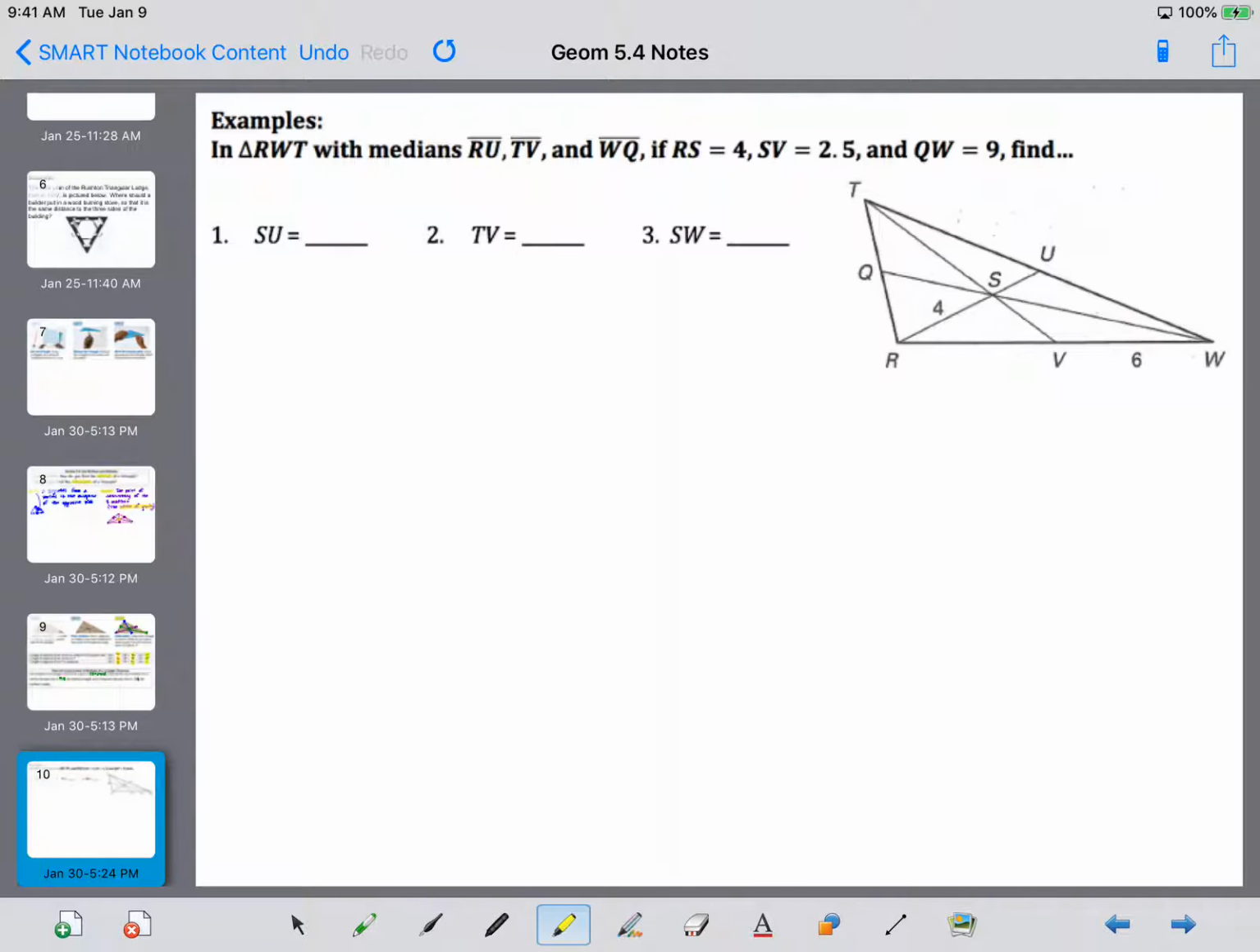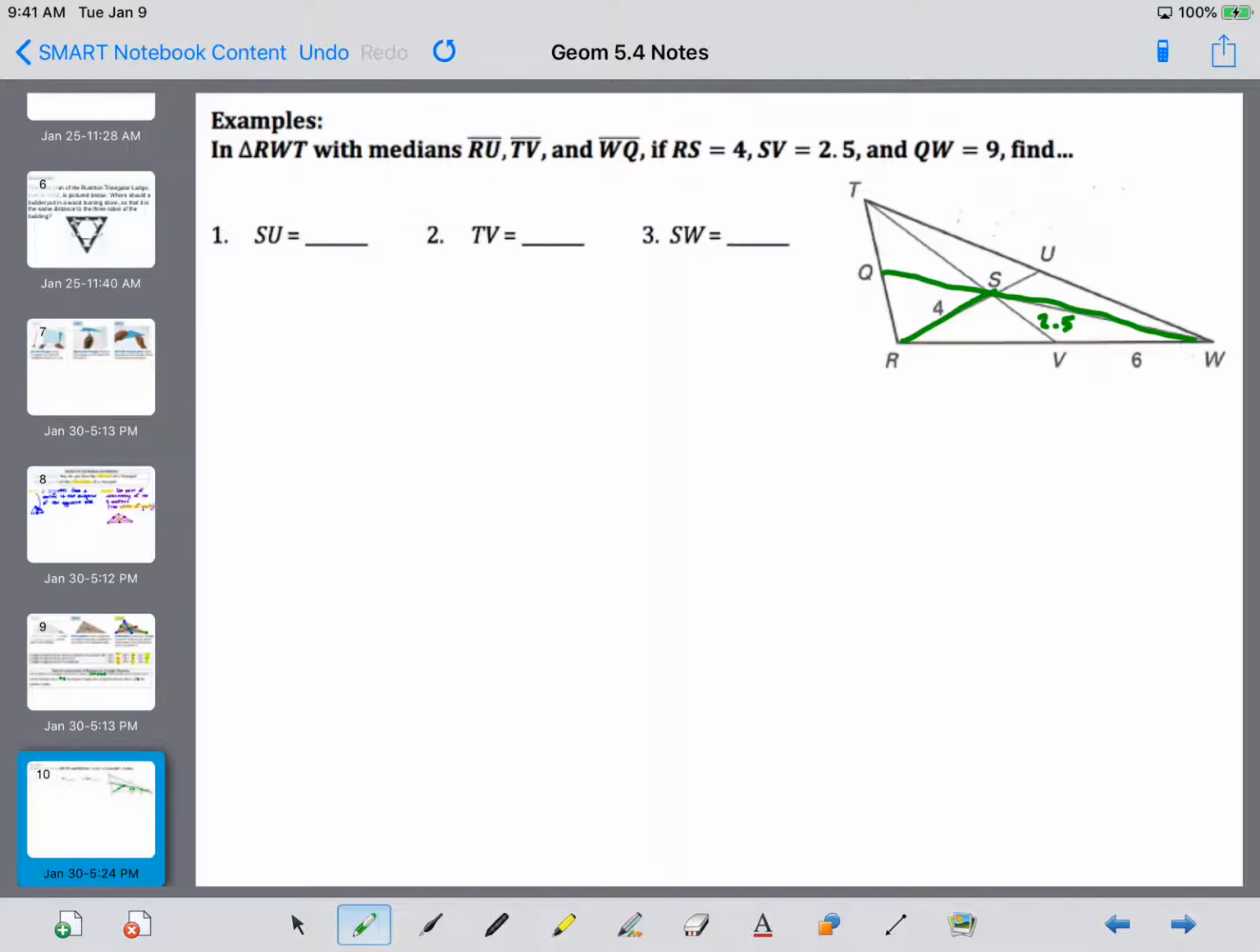So they tell us, in triangle RWT with medians RU, TV, and WQ, if RS is 4, so that's on the picture here, SV is 2.5, and QW, so this entire length here, is 9. We're going to find some facts.